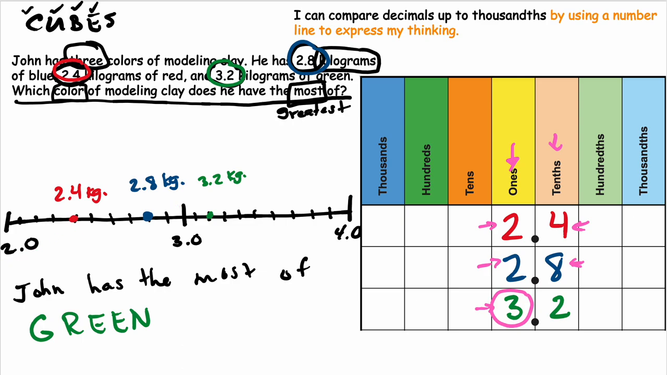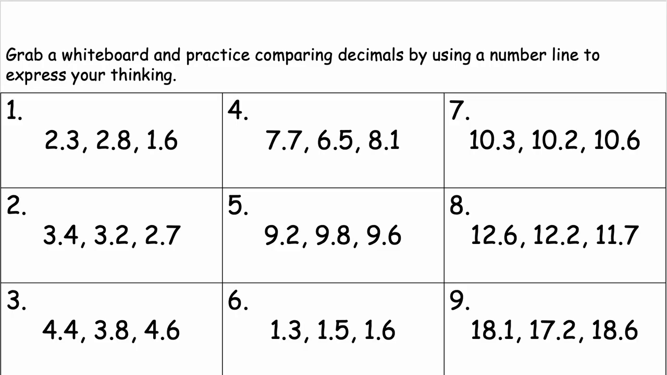My challenge to you now is take a look at 1 through 9, grab out your whiteboards, and start comparing these decimals by using a number line.